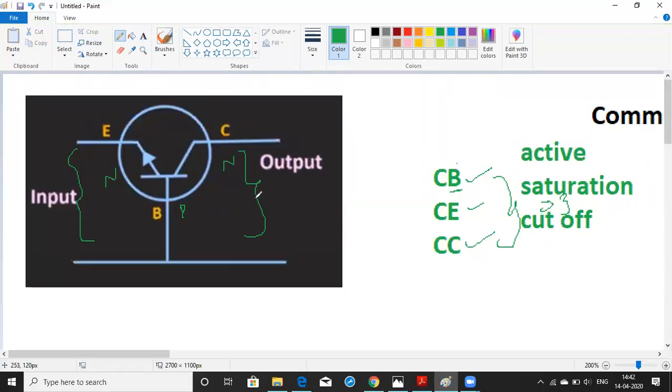First of all, for a common base configuration, we will analyze the active region. How can we make the transistor active? We need to make the emitter base junction forward biased and the collector base junction reverse biased. Therefore, this NPN transistor is going to work in the active region. That means the main application of making the transistor work in the active region is to work as an amplifier. The main application of a BJT is to work as an amplifier itself.